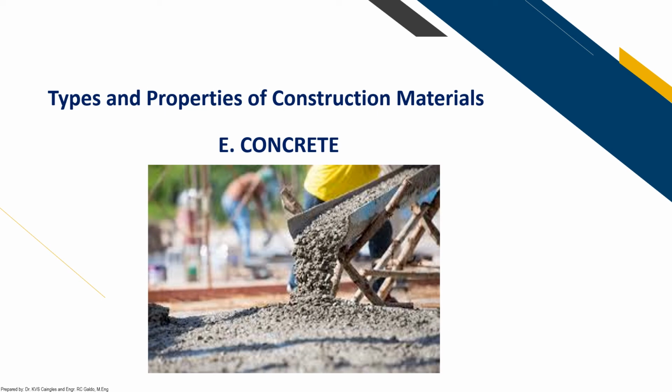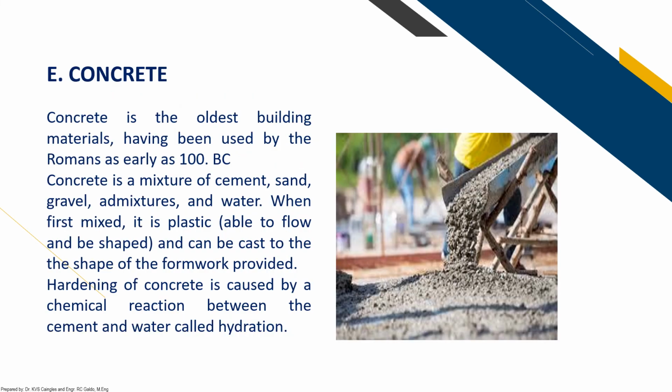Now we talk about the types and properties of concrete. Now, concrete is the oldest building material having been used by the Romans as early as 100 BC. So, concrete is a mixture of cement, sand, gravel, and mixtures and water. So, composite material siya, no? So, when first mixed, it is plastic. It is able to flow and be shaped and can be cast to the shape of the formwork provided.